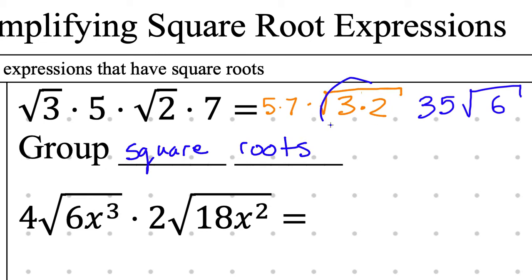So we group the 3 and the 2, the 5 and the 7 was left over, but make sure that you're grouping square roots with square roots and non-square roots with non-square roots. The technical term for these non-square roots is technically degree 1 constants, but you don't need to know that. Or I guess it's degree 0 constants.